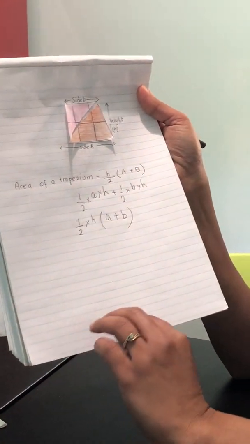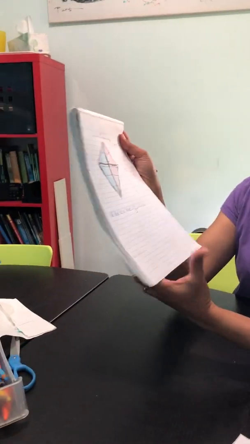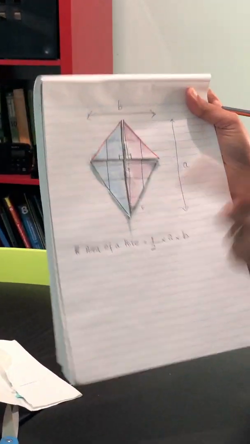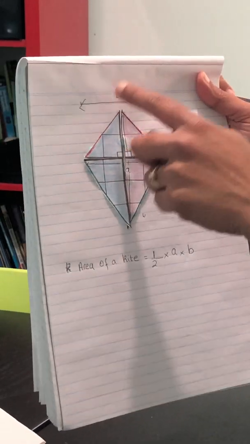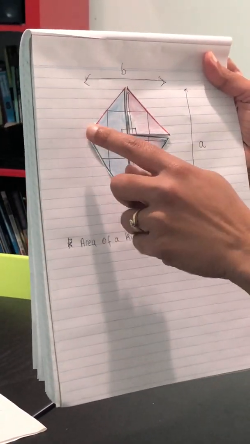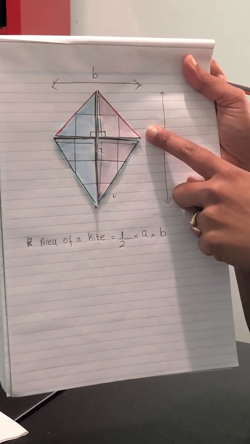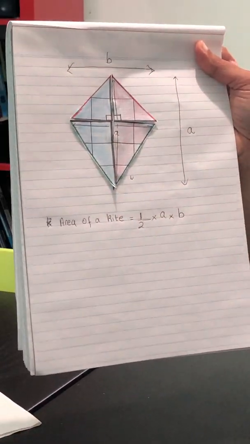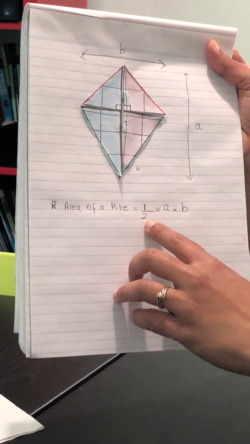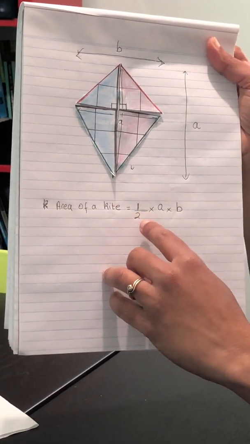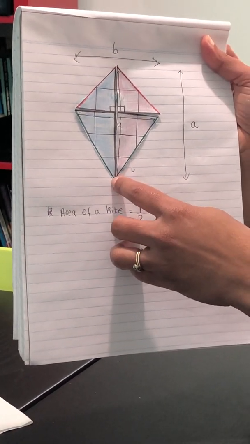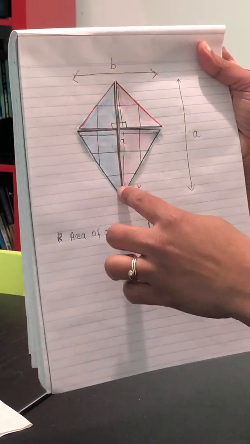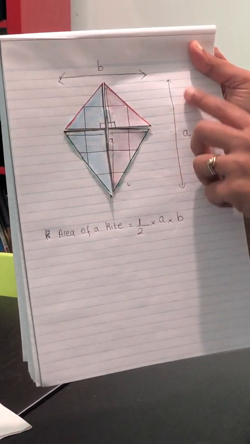Now we move on to the last four-sided shape, which is the kite. What do we know about the kite? A kite is a four-sided shape with two pairs of adjacent sides equal in length. For example, the red sides are equal in length, and so are the green sides. Now, the rule for the area of a kite is half times A, which is the length of one diagonal, times B, the length of the other diagonal.